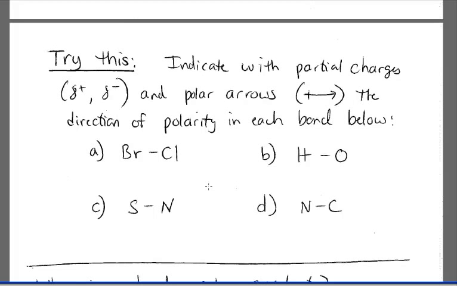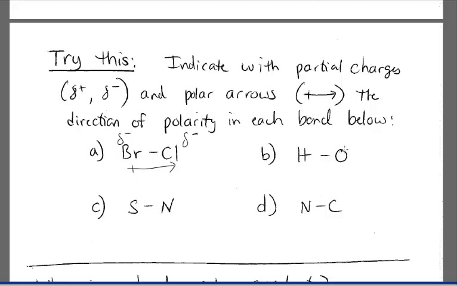All right, so you use the delta plus, delta minus depiction and the polar arrows to show the direction of polarity in each of these bonds. So go ahead and stop the tape and do that, and then I will show you. If you look on the periodic table, you'll know the trends. Chlorine is more electronegative than bromine, so you put the negative that way, and you also direct the arrow toward it. But of course, you usually use one or the other depiction, not both.